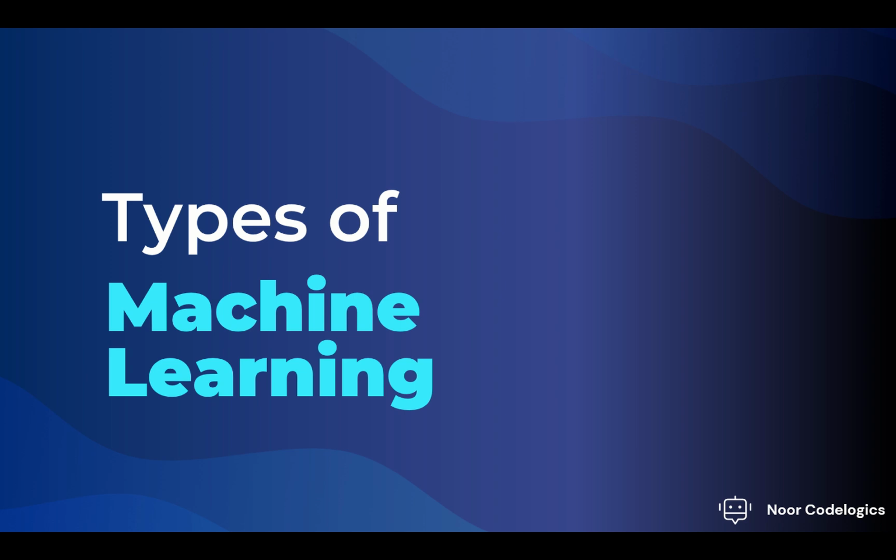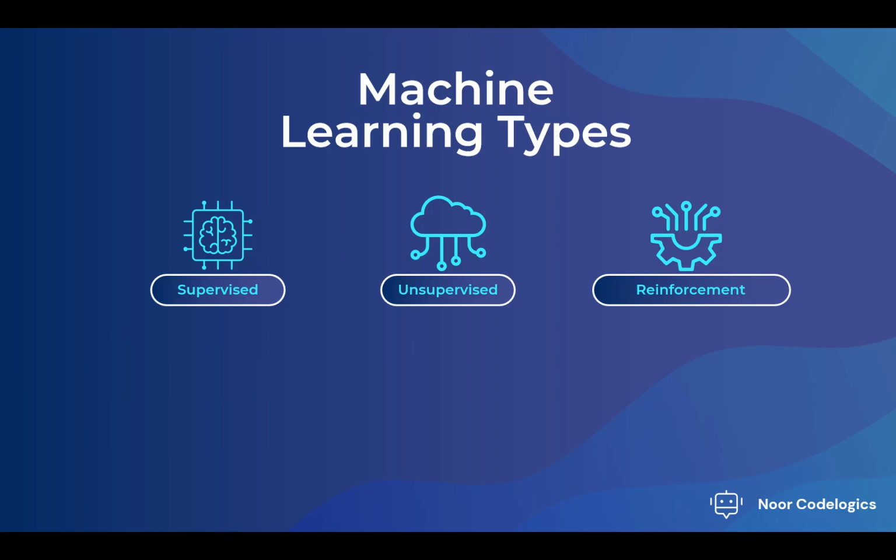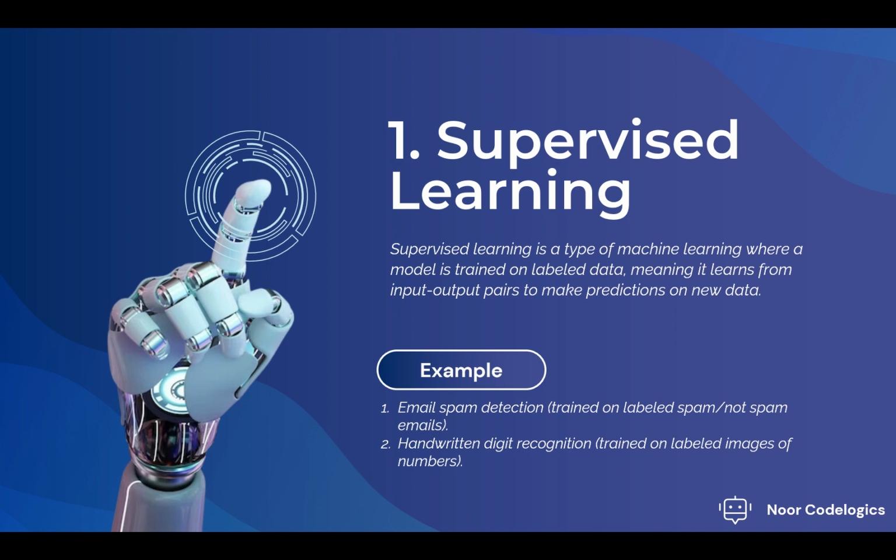In today's session, we will study what the types of machine learning are. Basically, we have three types of machine learning: supervised machine learning, unsupervised learning, and reinforcement learning. So let's see all of these one by one.